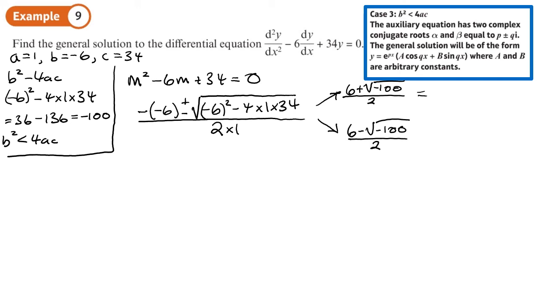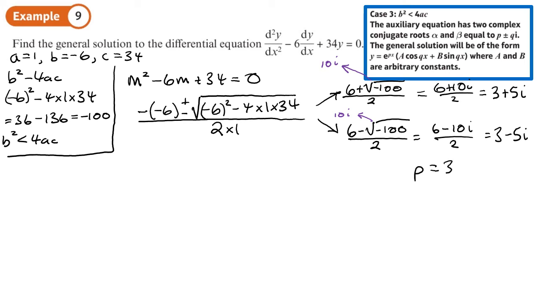So I can see that square root of -100, that's going to be 10i. So that'll be 6 plus 10i over 2, which is 3 plus 5i. So the other one's going to be the conjugate, so I know that's going to be 3 minus 5i. So that'll be 6 minus 10i over 2. So in the general solution, p will be 3 and q will be 5.